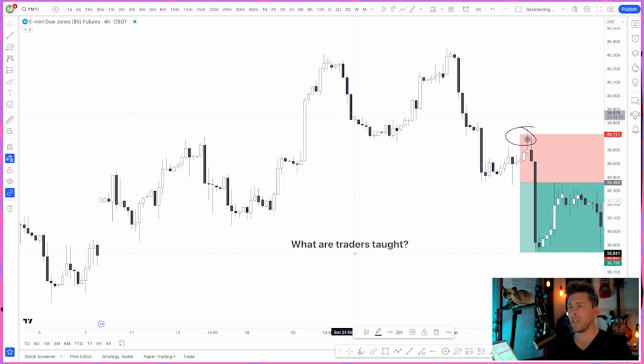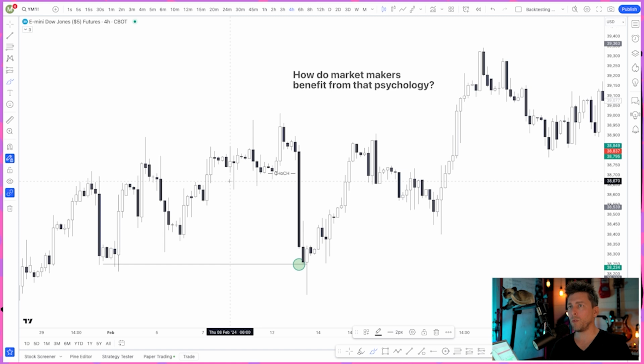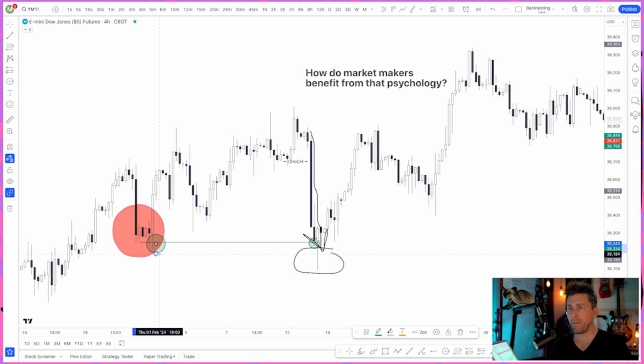And so logically, since that's what we're taught, that's what traders typically do. So how do market makers, the big guys, benefit from that psychology? The psychology here is very simple. The psychology is, hey, let's push price down enough to where the market starts believing that this is a sell-off and we start getting retail traders to get behind us, and we'll push the price down into a level where we know a lot of traders have their stop loss.